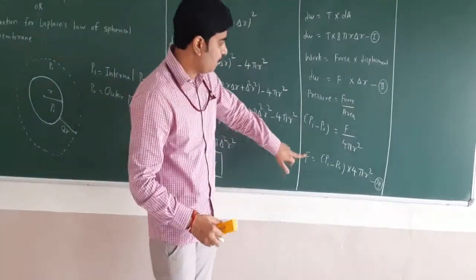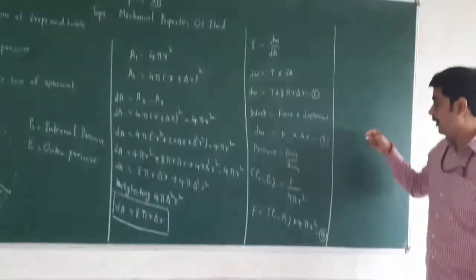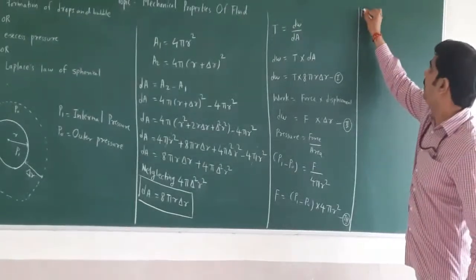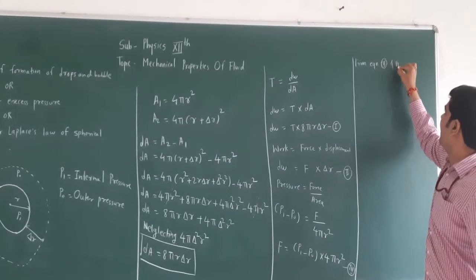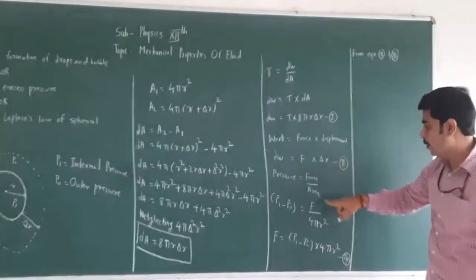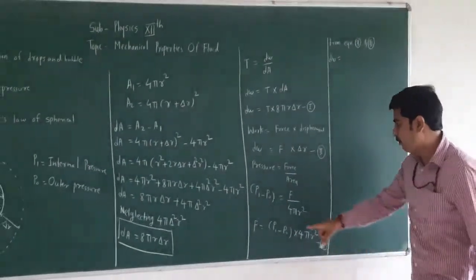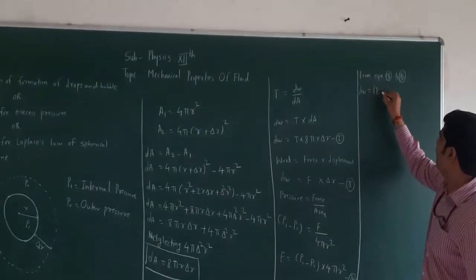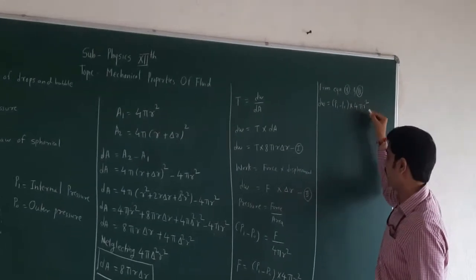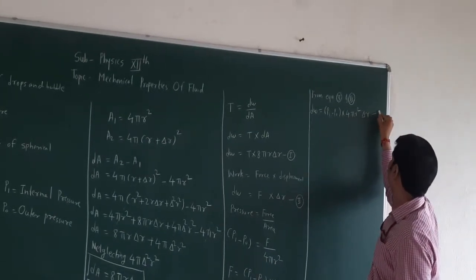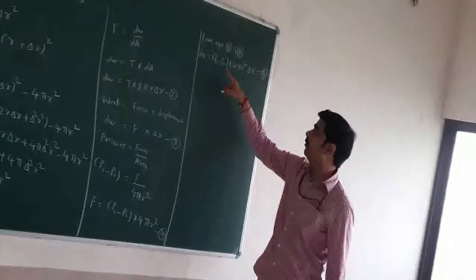Now substitute the value of force in equation number 2. So from equation 2 and 3, in equation 2, substitute the value of force. So dW, the work done, is equal to, what is the value of force? Pi minus P naught into 4 pi r square into delta r. So this is equation number 4. So already we have calculated the value of the work done here, and here also we have calculated the work done.